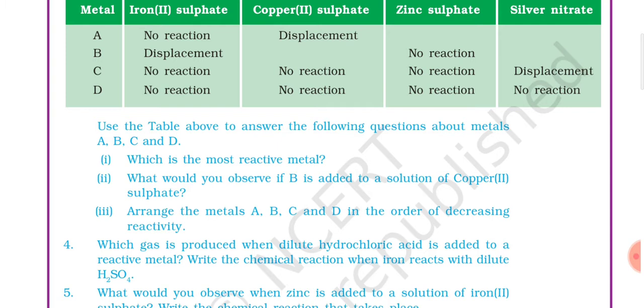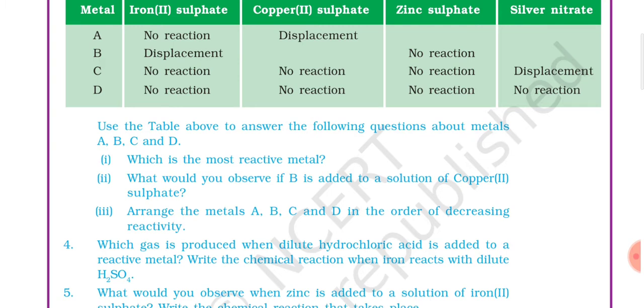Third part is, arrange the metals A, B, C and D in the order of decreasing reactivity. So you have these 4 metal samples which you have to arrange in the order of decreasing reactivity. The most reactive metal, we found that it is B. After B it is A. Then after A it is C.